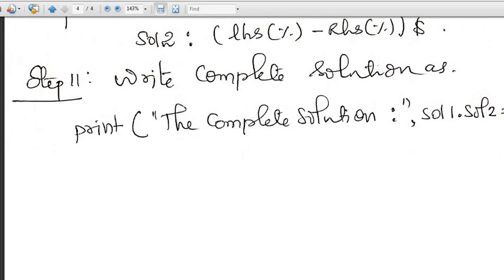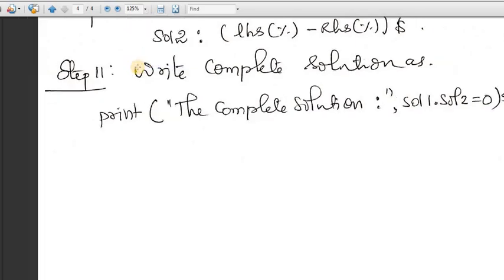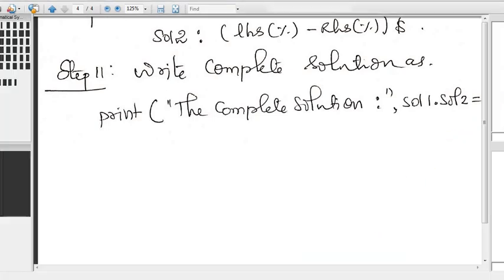Complete solution of the given problem it will print; otherwise we can print other text also. Okay, so what will the complete solution be? The complete solution is solution1 into solution2 equals 0, and finally the dollar symbol. So this is the procedure to write the program in Maxima software. The same problem let me show in the program.